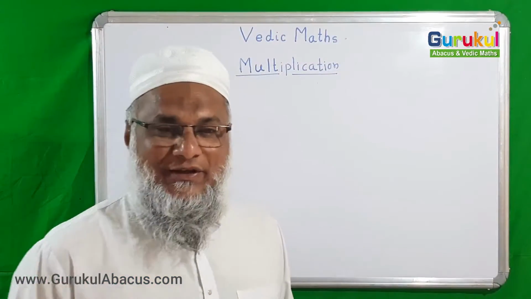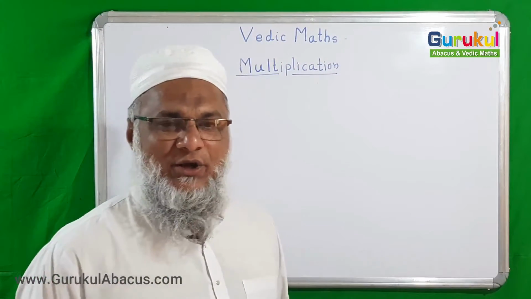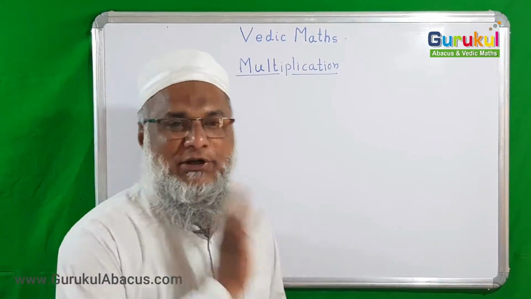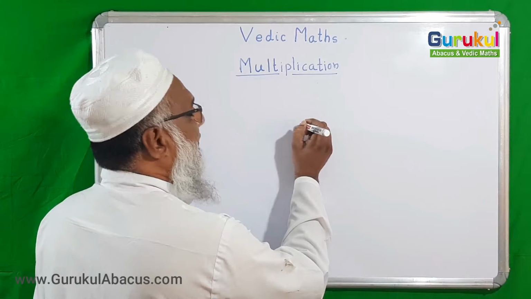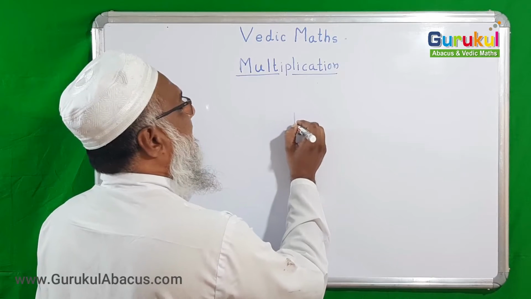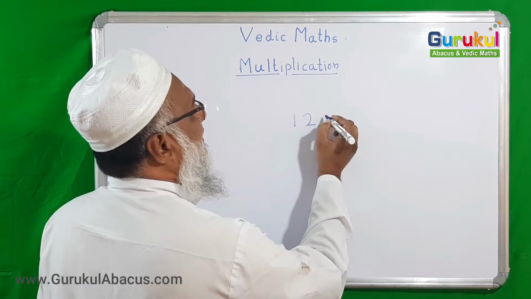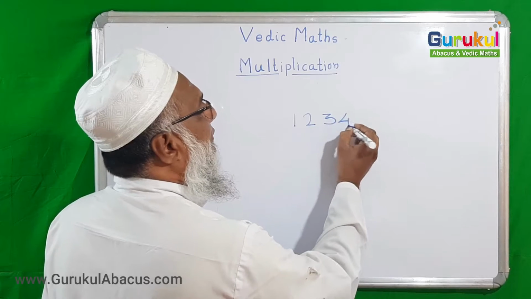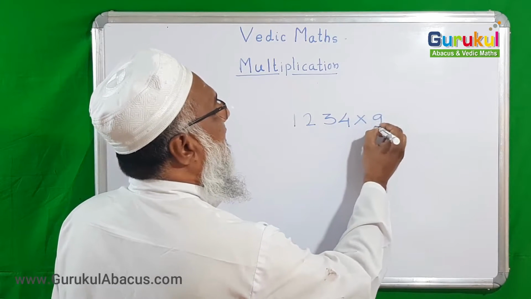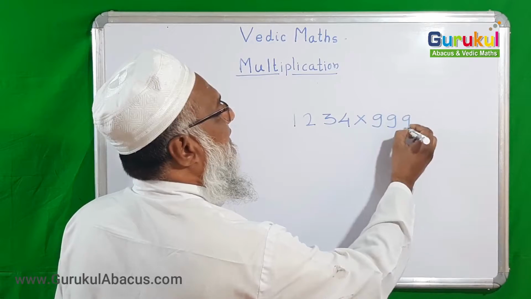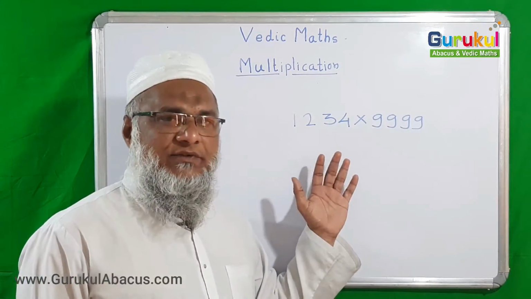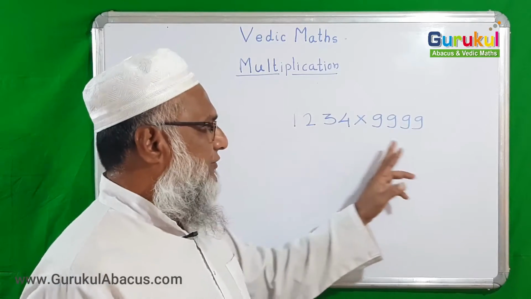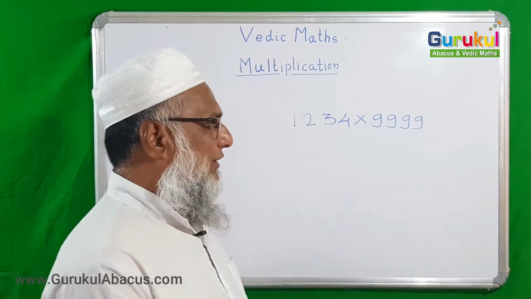Now we will learn one of the simplest methods of Vedic mathematics in multiplication. Suppose here we have one example: 1234 multiplied by 9999. If we observe this example, we will understand that out of the two given numbers, one number is the greatest number.